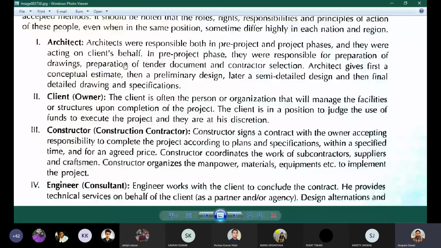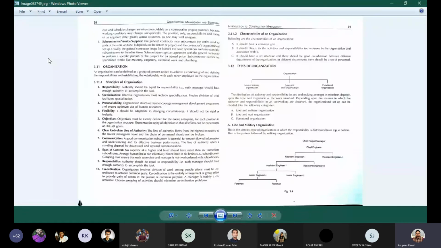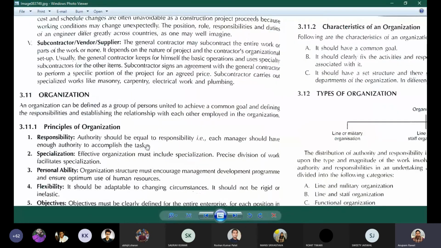After that, engineers are also there. So that is us. What is our role? The engineer works with the client to conclude the contract. He provides the technical services on behalf of the client, design alterations, cost and schedule changes for unavoidable changes in the construction project procedures.